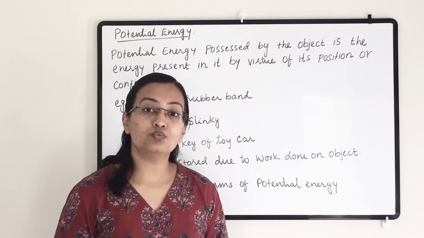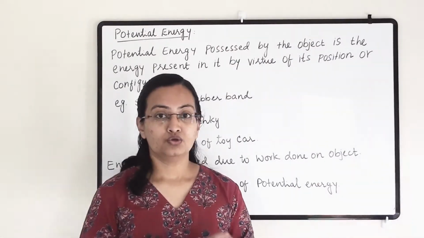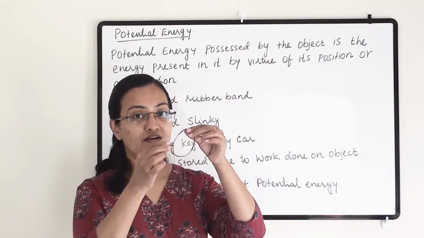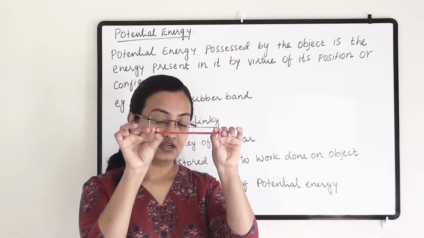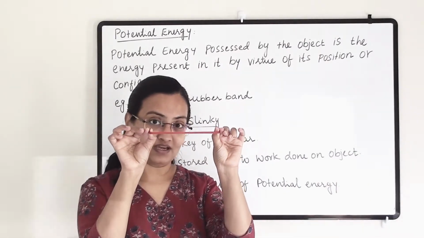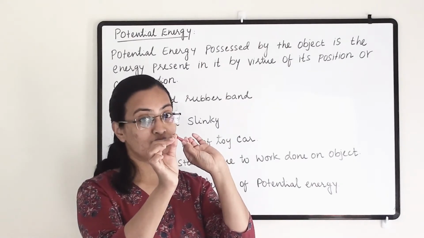Let us consider one example of a rubber band. When we are stretching a rubber band, so this is a rubber band and it's in its normal shape. When we are stretching it, I am doing mechanical work on that, and when I am leaving it, it will go far with some speed.